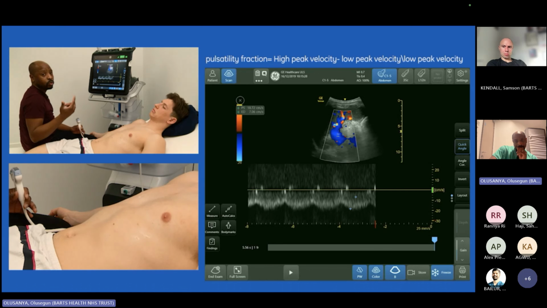So this is the kind of signal that you're looking for. You want to get a nice pulse wave signal that looks like this. So you can see this is a pulsatile segment above the baseline, and that's signal coming from the renal artery. And you've got a continuous segment below the baseline, and that's the renal vein.